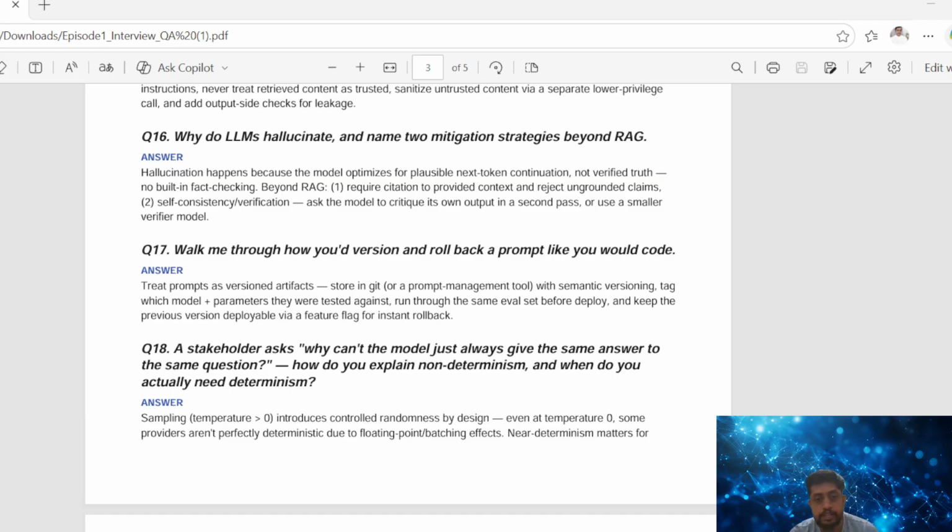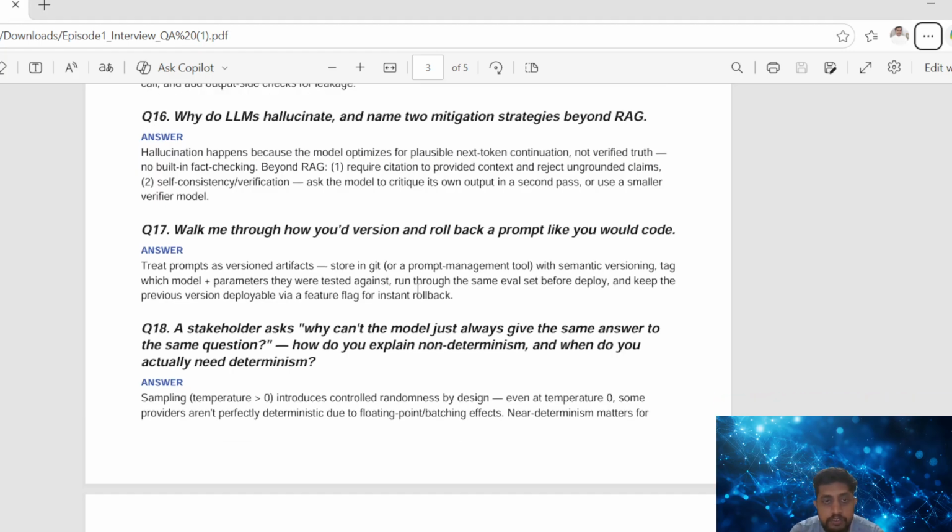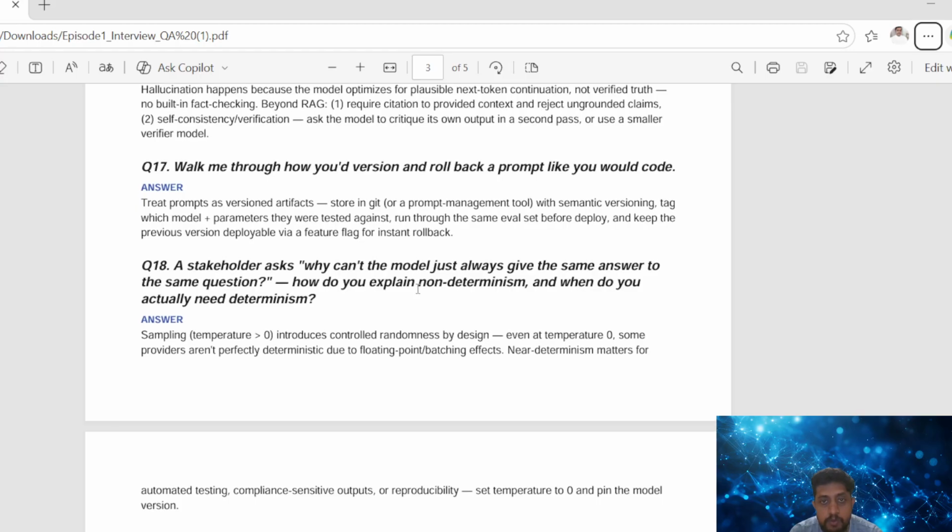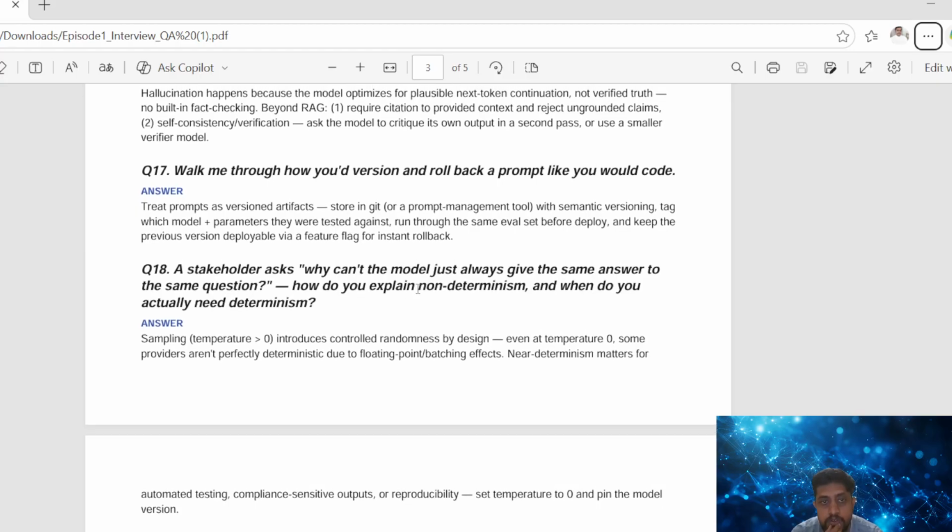Okay, next question. A stakeholder asks, why can't the model just always give the same answer to the same question? Explain non-determinism and when you need determinism. I told you about temperature: sampling with temperature greater than 0 introduces controlled randomness by design. Even at temperature 0, some providers aren't perfectly deterministic due to floating point or batch effects.